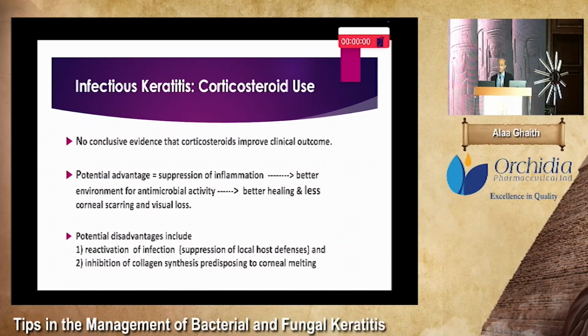Corticosteroid use in infectious keratitis is a very important tip. There is no conclusive evidence that corticosteroids improve the clinical outcome of fungal or bacterial. But the potential advantage of corticosteroids is a suppression of inflammation, and this may cause better environment for the antimicrobial activity and better healing and less corneal scarring and visual loss. The potential disadvantages include reactivation of infection and inhibition of collagen synthesis predisposing to corneal melting.